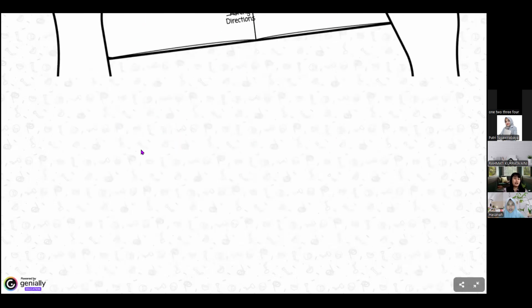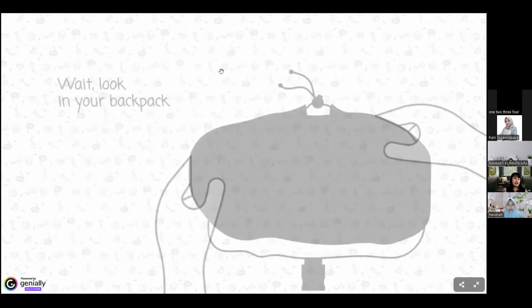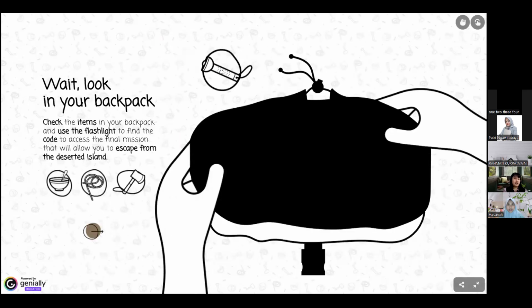Okay, but before we do feedback and closing, check the item in your backpack. Use the flashlight, and then you see the code. What number? Can you see the code in here? Okay, what number is the code? 1, 2, 3, 4. Okay, this one is the code. 1, 2, 3, 4.